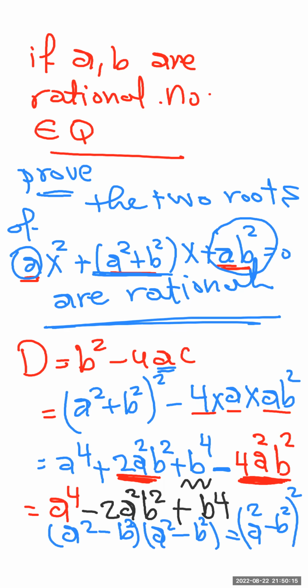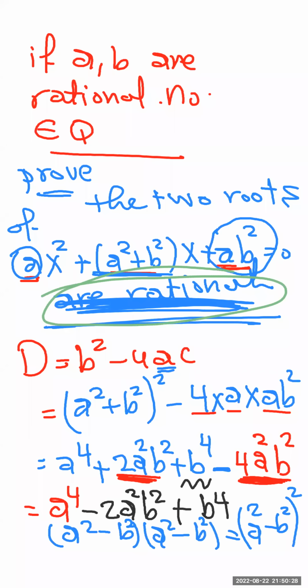Perfect square? Yes. So coefficients are rational numbers. Discriminant is a perfect square. Then the two roots are rational numbers. That is required in the question. Okay, guys?